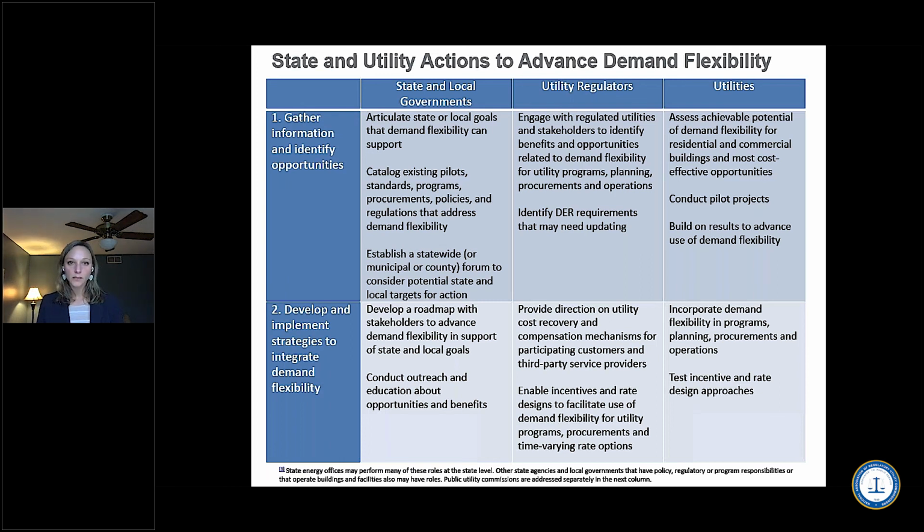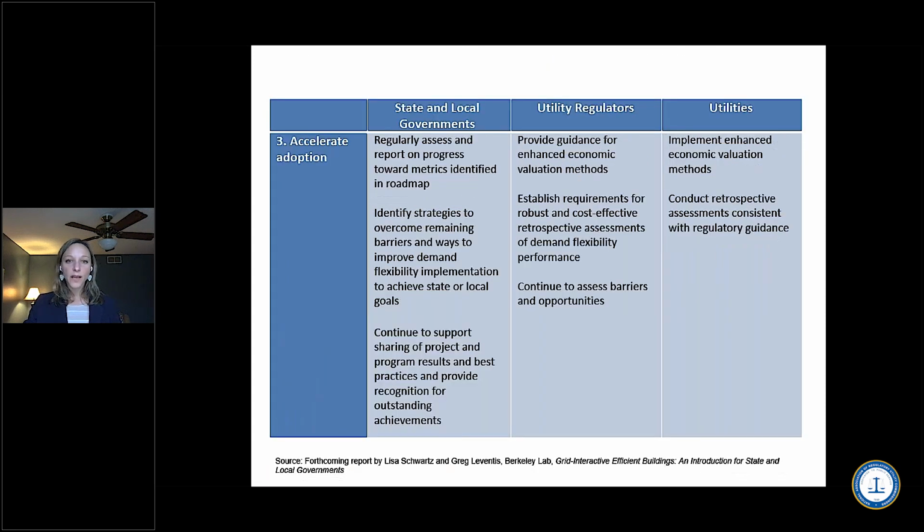If we can go on to the next slide, that's that third category on accelerating adoption. And again, I'm not going to go through all of these, but utility regulators can provide guidance for enhanced valuation methods, and utilities can implement to help accelerate the adoption of demand flexibility. State and local governments can assess and report on progress made on their demand flexibility, perhaps as part of a benchmarking activity or something along those lines. We can go on to the next slide.